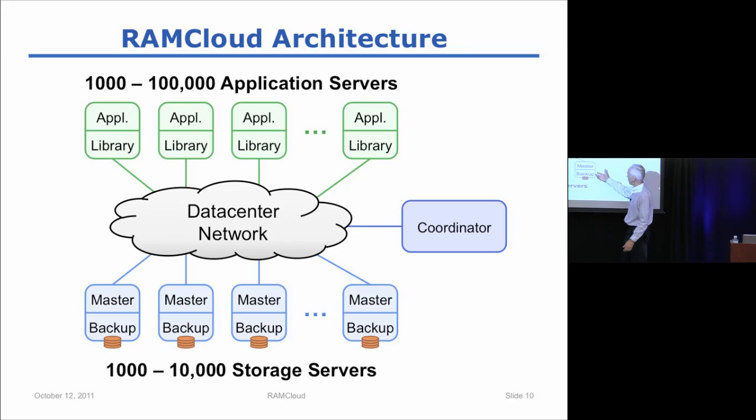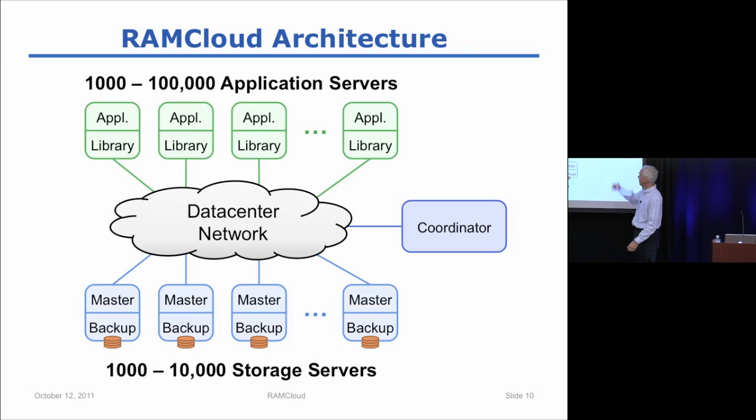The backup is something that manages a disk or flash or some other secondary storage, and its job is to keep redundant copies of data from other masters. The backup on one machine typically doesn't store any of its master's data. It's only storing data for other masters. So there'll be hundreds or thousands or tens of thousands of these.